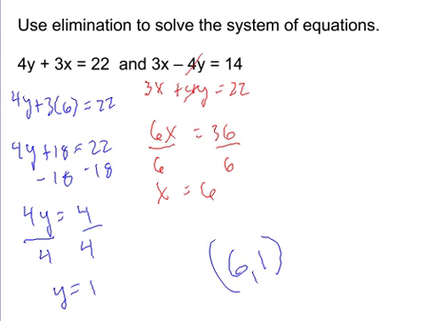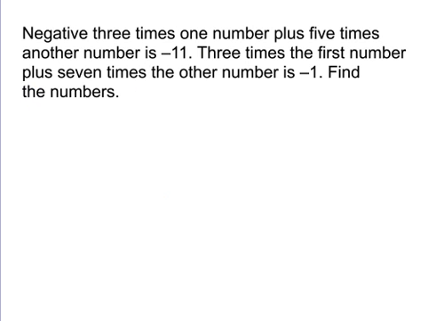All right, feeling pretty good so far? You might have to write out your own system of equations based on a word problem or on a description like this. So negative 3 times one number plus 5 times another number is negative 11. And then 3 times the first number plus 7 times the other number is negative 1.